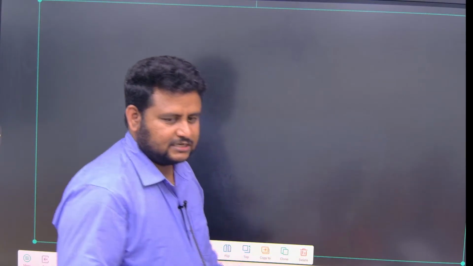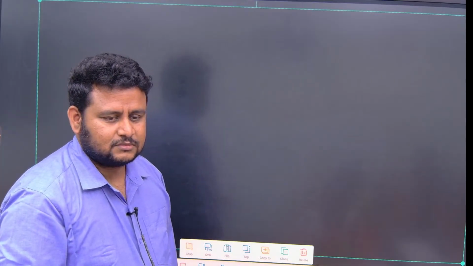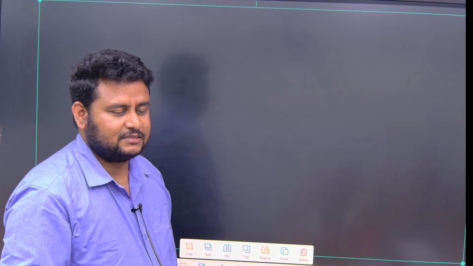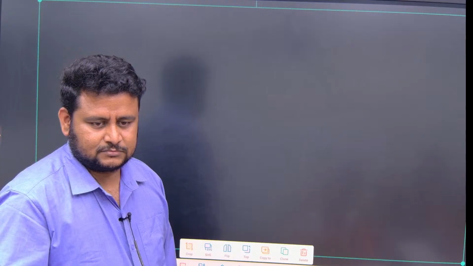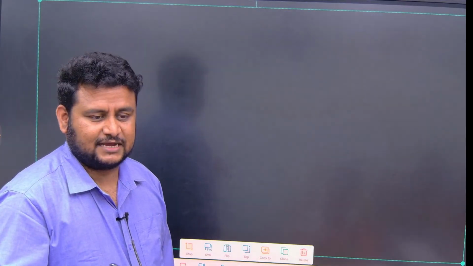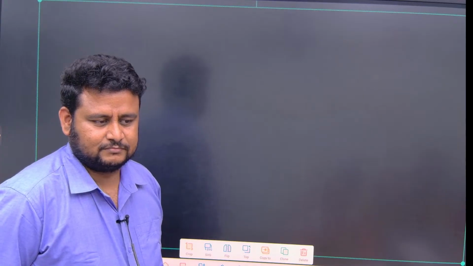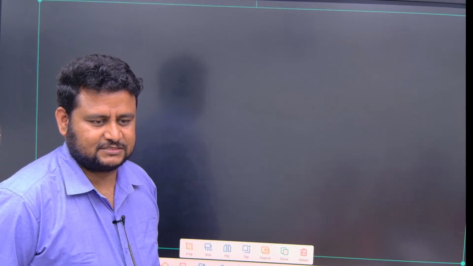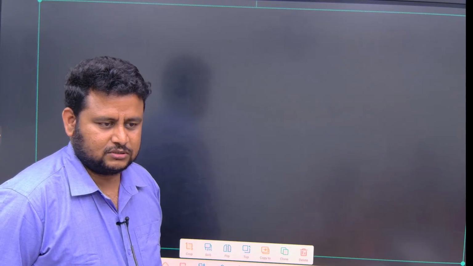Circumcenter, all these things. Small s is the semi perimeter. Heron's formula: small s is the semi perimeter of the triangle, and the area is the square root of s into (s minus a) into (s minus b) into (s minus c). s is (a plus b plus c) by 2. Based on that also questions will come. Now see.